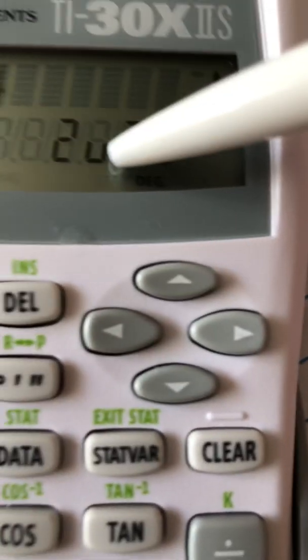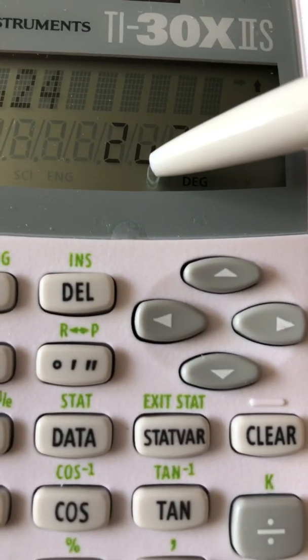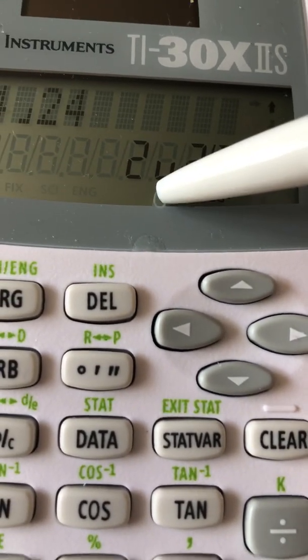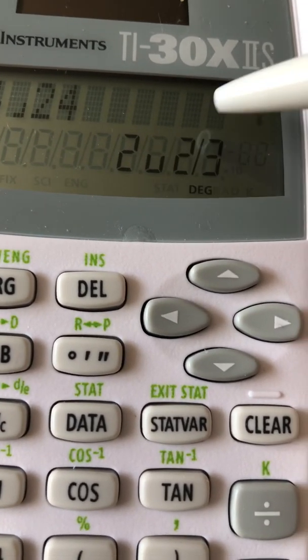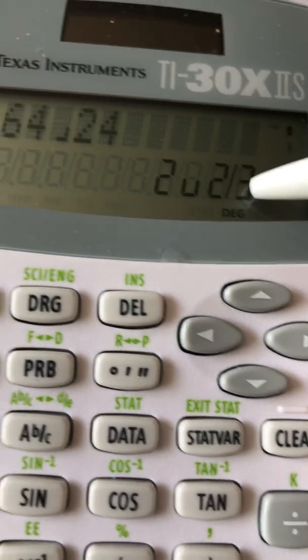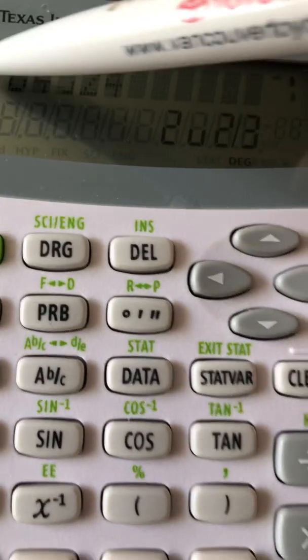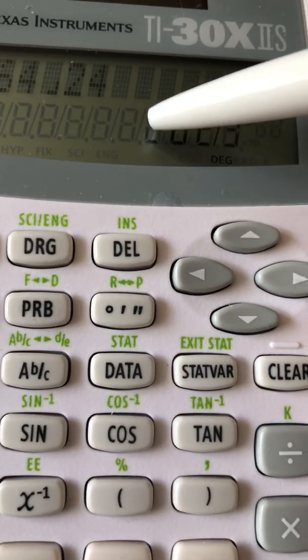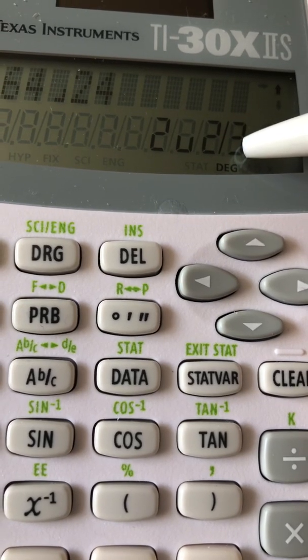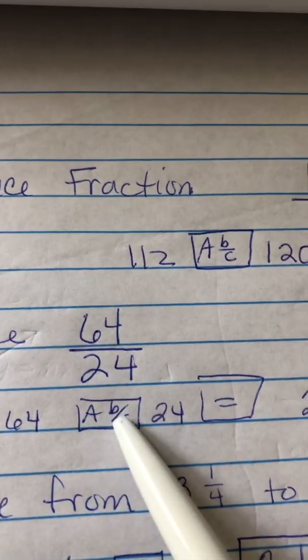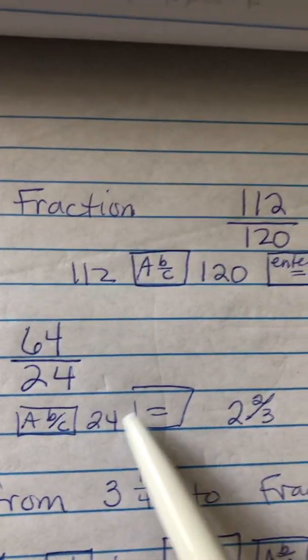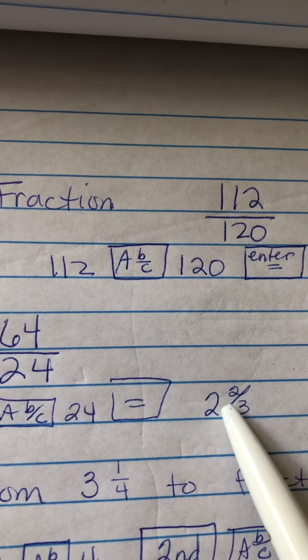And notice it gives me this answer. It says 2u 2/3, and the u means whole units. 2 whole numbers, 2 whole units, and 2/3. So it's 2 and 2/3 is the answer. 64 over 24 is the same as 2 and 2/3. And if you want to see that written down, the steps, I put 64 fraction line 24 equals, and there it gave me the answer.